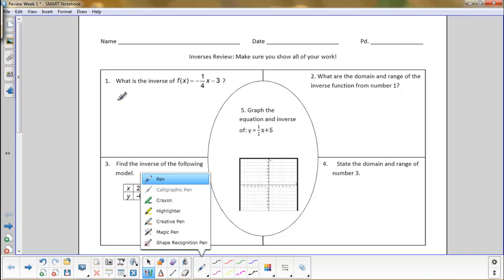We're going to begin this review by looking at all of these problems, making sure that you have the right understanding. And then that way you can go back and fix your mistakes where they occurred.